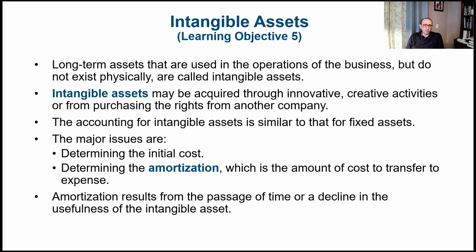The accounting for intangible assets is similar to that for fixed assets. The major issues are determining the initial cost and determining the amortization, which is the amount of cost to transfer to expense. I want you to remember, for fixed assets, or to be more specific, for plant assets or property, plant, and equipment, we use the term depreciation. For natural resources, we use depletion. For intangible assets, we use amortization. Amortization results from the passage of time or a decline in the usefulness of the intangible asset.